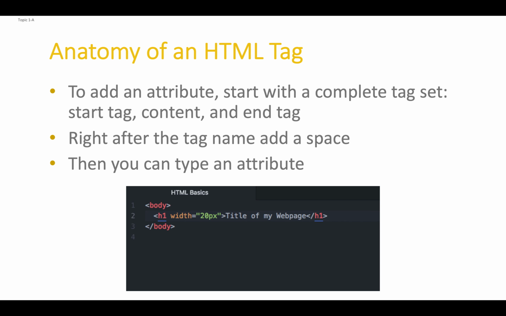But right after the tag name, you add a space, and then you can type an attribute. So for example, H1, they did a space before they closed the arrow, and then width equals 20 pixels. So this H1 header is going to be 20 pixels wide.